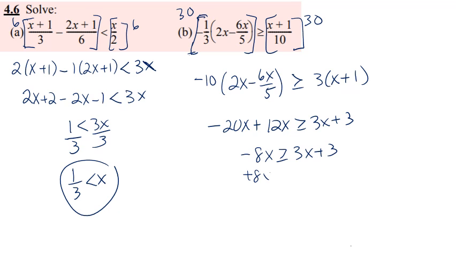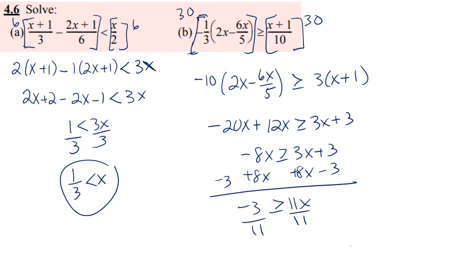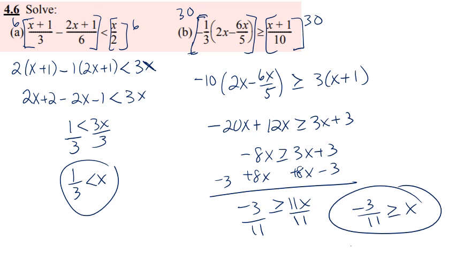I'm going to add 8x, and then subtract 3. So negative 3 over 11 is greater than or equal to x.